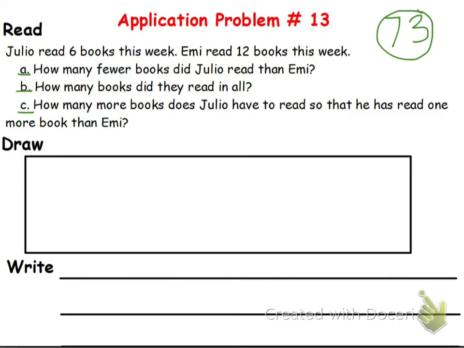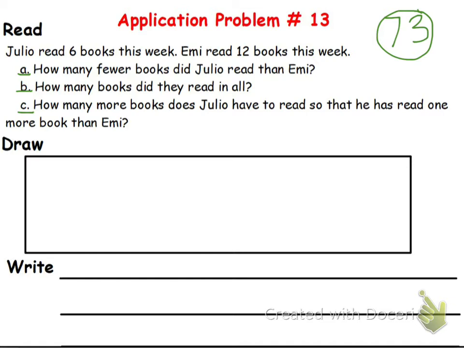So the 3 questions are, A, how many fewer books did Julio read than Emmy? B, how many books did they read in all? Or C, how many more books does Julio have to read so that he has read 1 more book than Emmy?